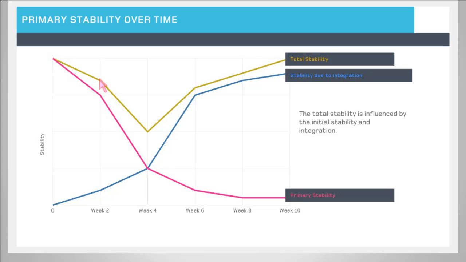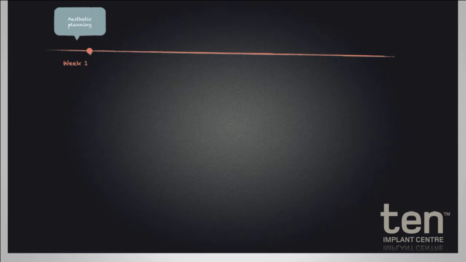We know that the critical time is between week 2 and week 6, where the total stability of the implant drops. We also know that if we splint the implants together, this increases the rigidity of the restoration, which reduces the chances of losing an implant due to the lack of micromovement. We know that when we're dealing with implants, we have to go through a stage whereby we plan aesthetically.